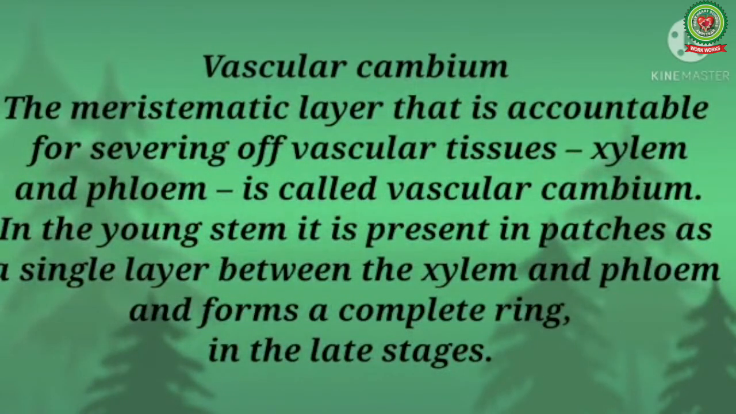Vascular cambium. The meristematic layer that is accountable for the formation of vascular tissue, that is xylem and phloem, is called vascular cambium. In young stem, it is present in patches as a single layer between the xylem and phloem and forms a complete ring in the late stages, which is called the cambium ring.